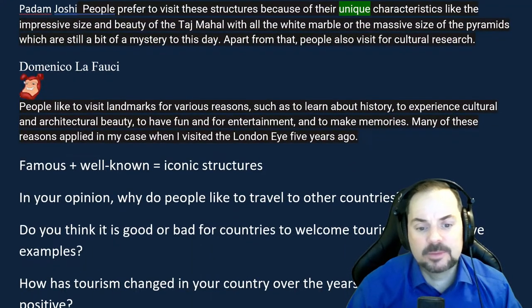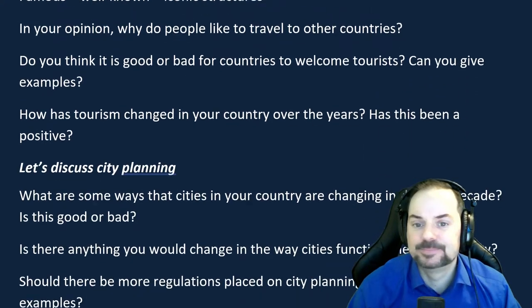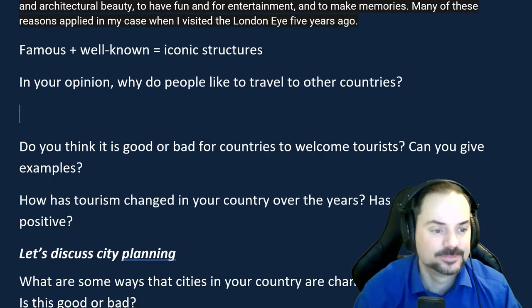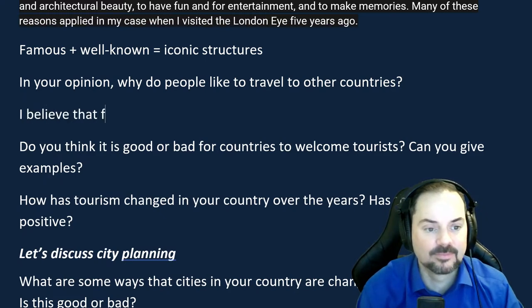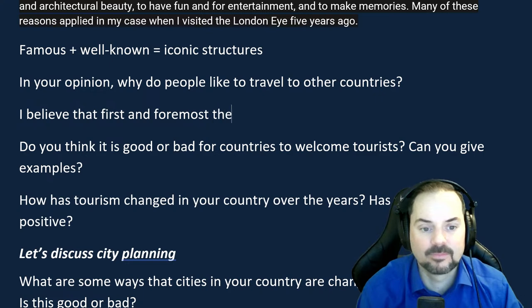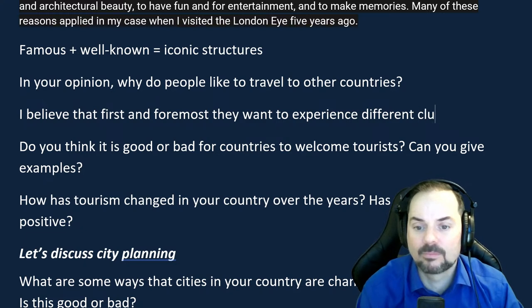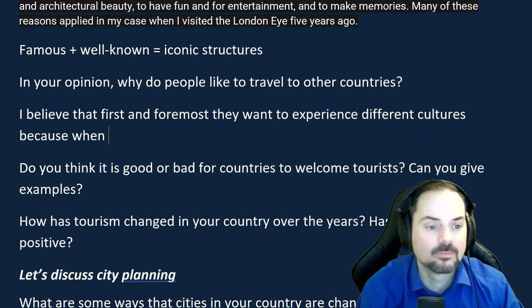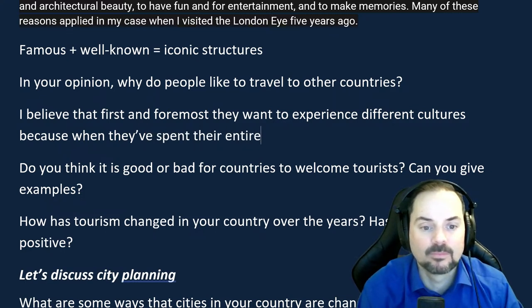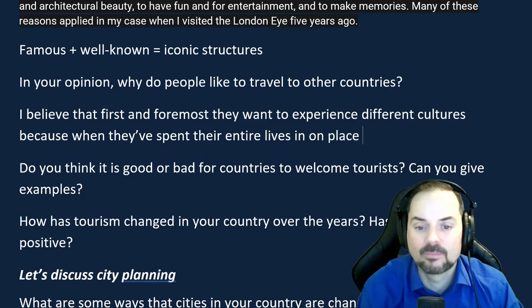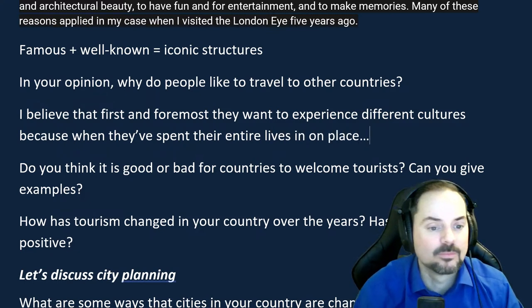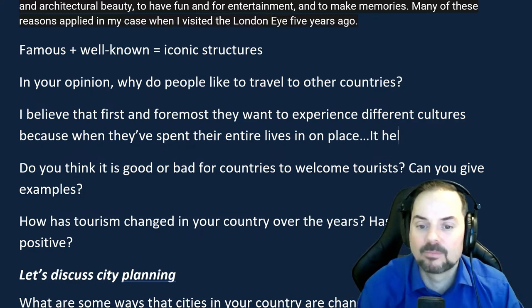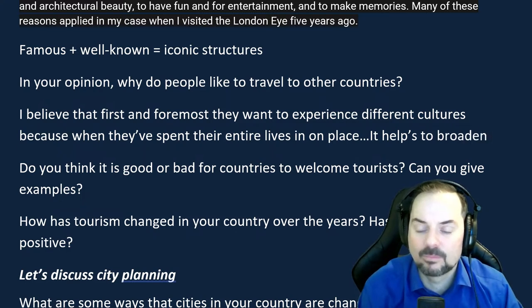In your opinion, why do people like to travel to other countries? I believe that first and foremost, they want to experience different cultures, because when they spend all their life in one place, it's very easy to believe that the whole world is like this. But in reality, just hopping on a train and traveling for 5 hours in any direction will clearly indicate that different areas have completely different lifestyles, and it helps to broaden one's horizons. When I first traveled at the age of 7, I was amazed at how people in Poland were different from Ukrainians.